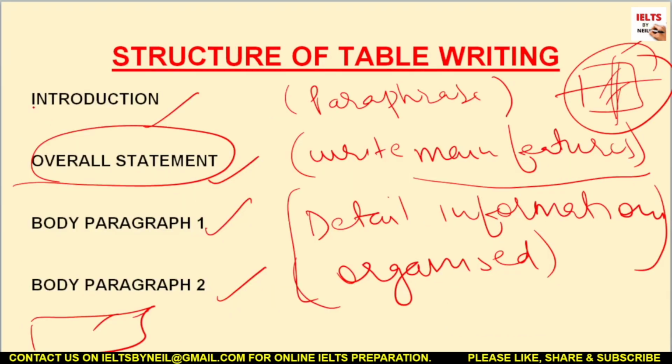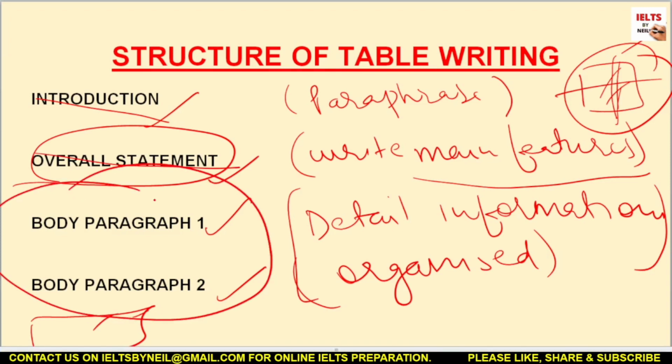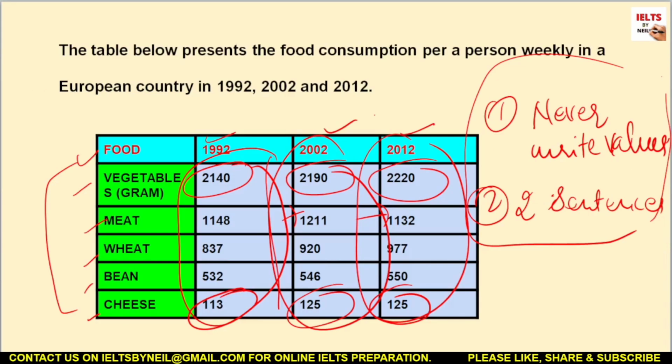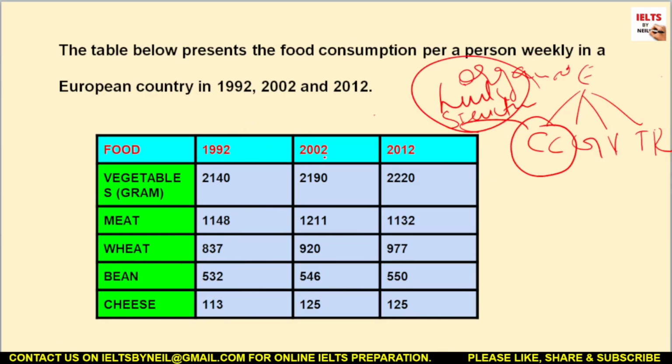Now, the introduction and overall statement are done, and the remaining parts are body paragraphs 1 and 2. To write the body paragraphs, first of all, you have to divide the data. The best way is to divide the data and then write the body paragraphs. For example, you can cover 1992 in one body paragraph, 2002 in another body paragraph, and 2012 in another body paragraph.